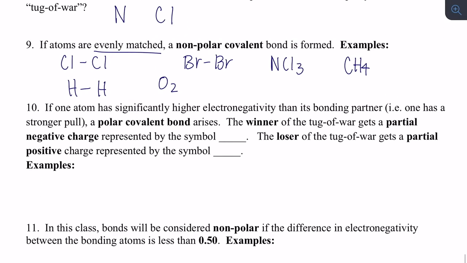If one atom has significantly higher electronegativity than its bonding partner, a stronger pull, that means that a polar covalent bond arises, as in there's a pull. Like the Earth, there's the North Pole and the South Pole, and they're opposite. A pole in chemistry is a negative side and a positive side, so that's why it's called polar. The winner of the tug-of-war gets the partial negative, represented by the delta minus, and the loser gets the partial positive, represented by the delta plus.